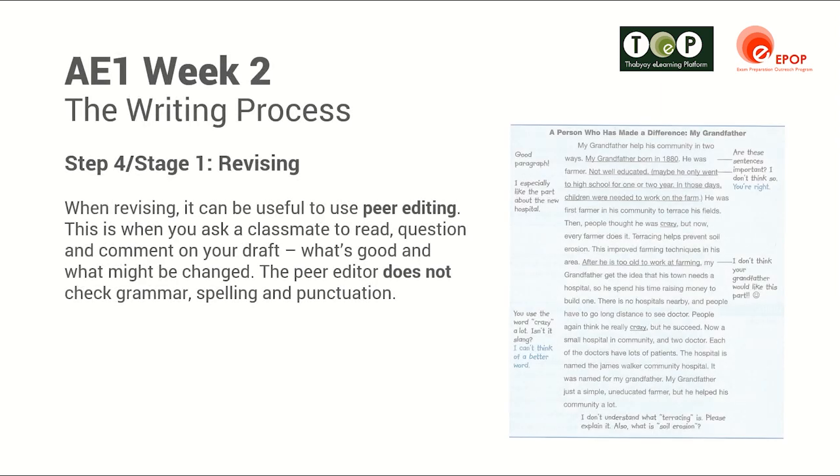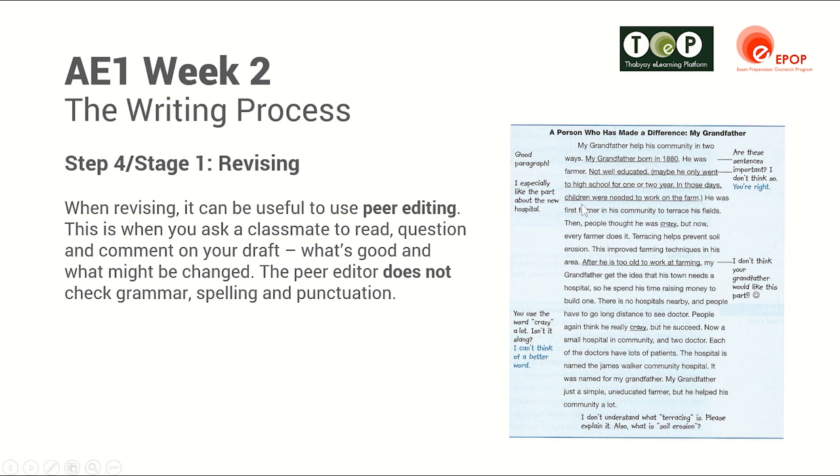So in this step 4, the first stage is revising. And in this stage, it can be useful to use peer editing. And this is when you ask your classmate to read, to question and comment on your draft, and to say what's good and what might be changed. So the peer editor does not check the details like grammar, spelling and punctuation. They're looking at the main ideas and the organization.